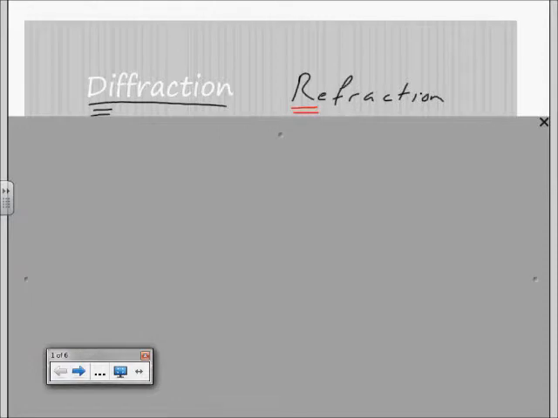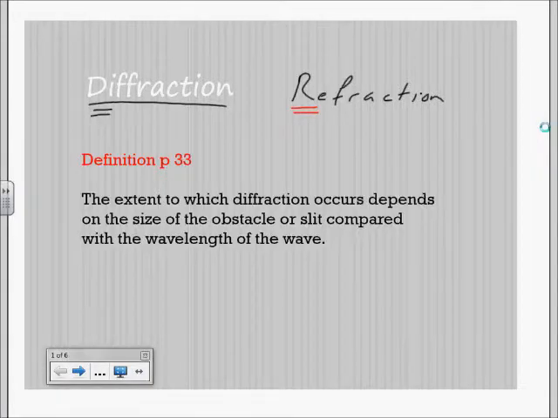In your notes, what I'd like you to do, please, is write the heading diffraction. And then on page 33 of your dictionary, you'll find a definition of the term diffraction. So I want you to write out that definition and then take note of this point here, which basically is saying then that the two factors, the two things that determine how much diffraction is occurring, is then the size of the obstacle or the slit.